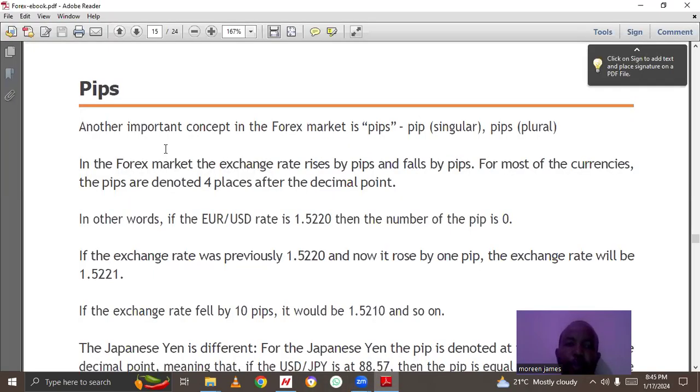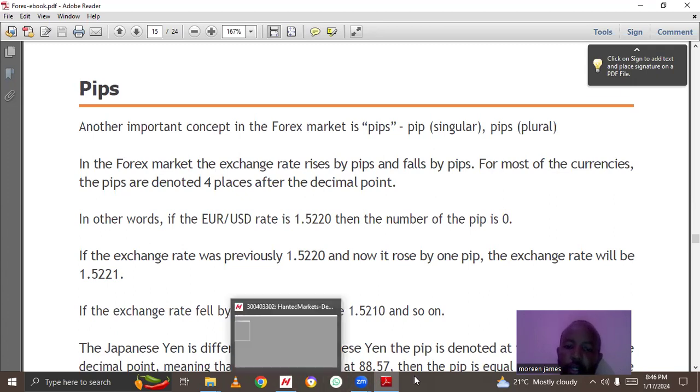So pips. In the Forex market, the exchange rate rises by pips and falls by pips. For most of the currencies, the pip is denoted at 4 places after the decimal point. In other words, if the Euro USD rate is 1.5220, and it rose by 1 pip, the exchange rate would be 1.5221. So you can see 1 pip.